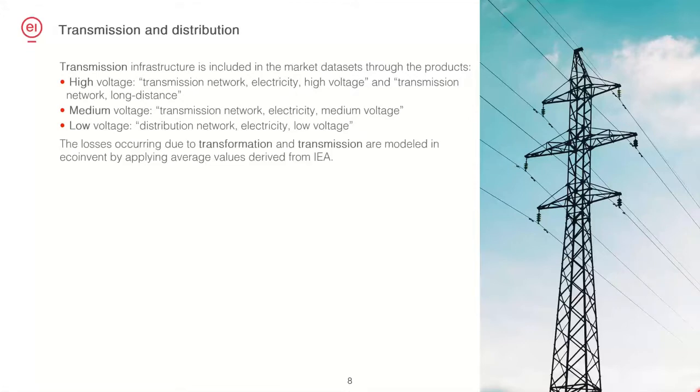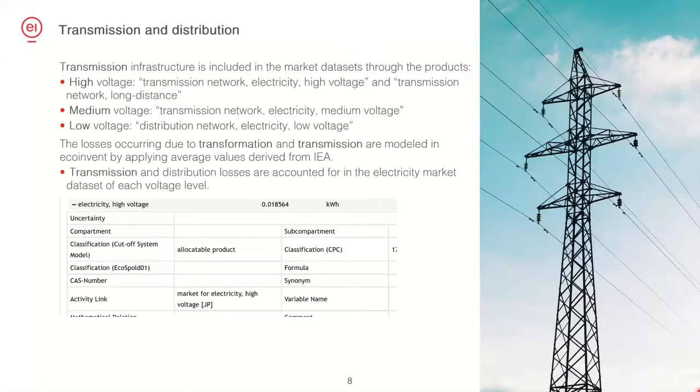There are losses on this level, so in the transformation and transmission that are modeled in the electricity markets, and we use values from the International Energy Agency for each of the markets. So we have individual losses for each of the countries that are represented in ecoinvent. And here you can quickly see a screenshot of how losses are represented in an ecoinvent dataset.